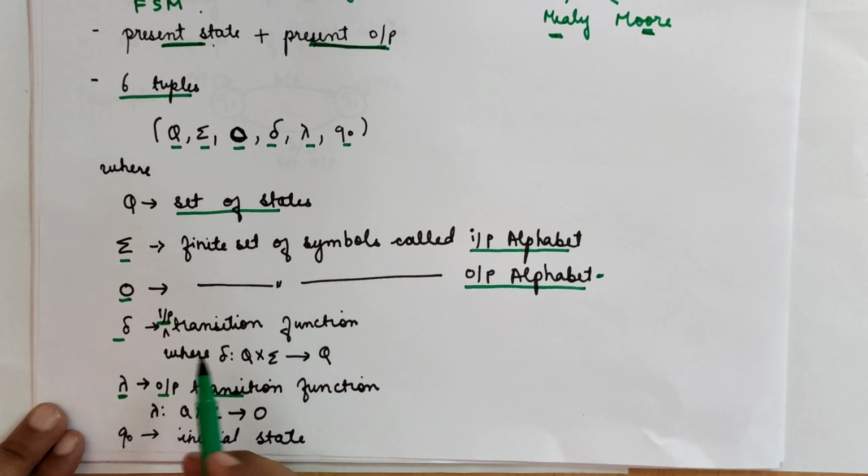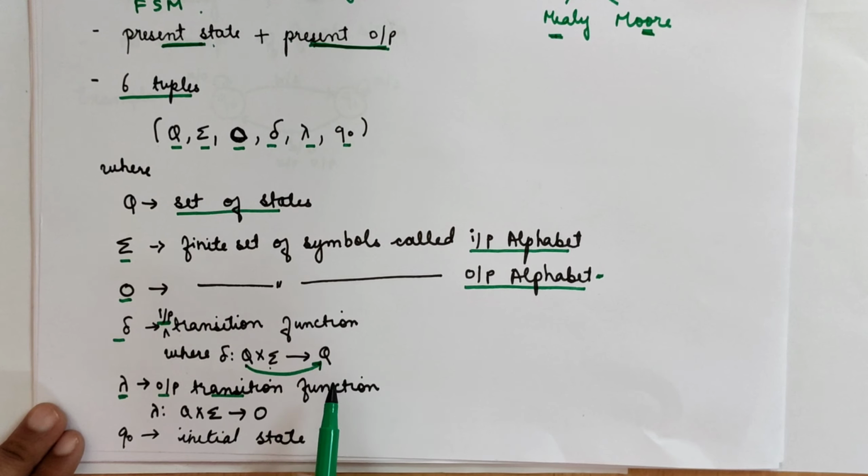And what is this delta? If we are providing some input, A or B or 0, 1, any input, it is going to move from one state to the next state. Whereas in the output transition function, upon giving some input, the state is going to produce some output. Here the output is going to be produced, that's why it is known as the output transition function, whereas Q0 is the initial state, and obviously the initial state is marked using an arrow.